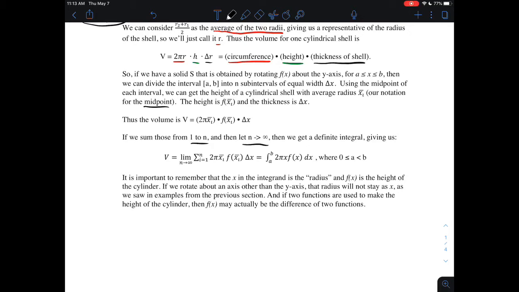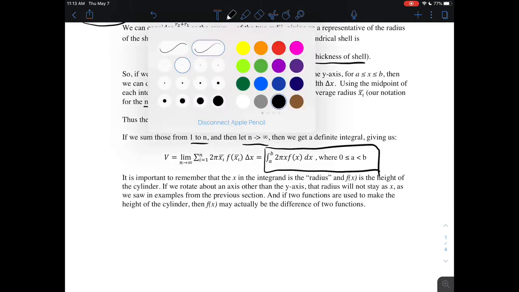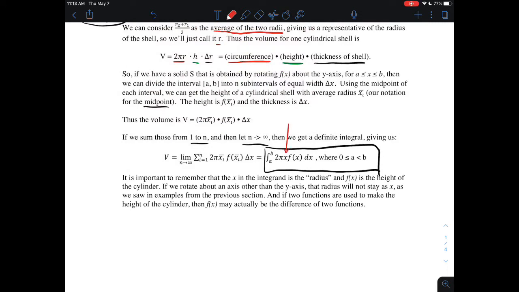So what I want to point out from this definition, we are going to be using this integral, but I want to point out that the x in the integrand is the radius. So it might be helpful if you keep that in mind. This x is not always going to be just the letter x, but it is going to be the radius. And f of x is the height of the cylinder. So if we start seeing examples where we rotate about an axis other than the y-axis, the radius will not stay as the letter x. We're going to have other representations, just like we saw in the previous section.